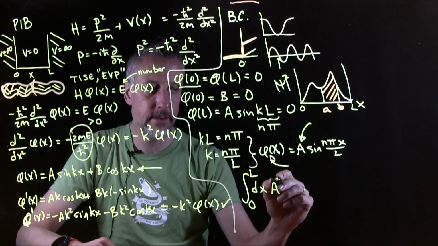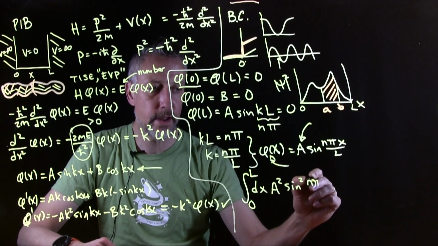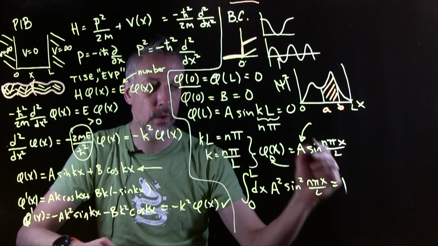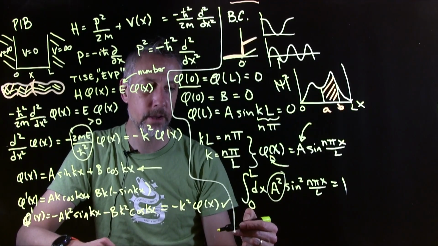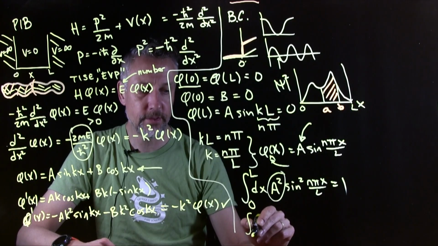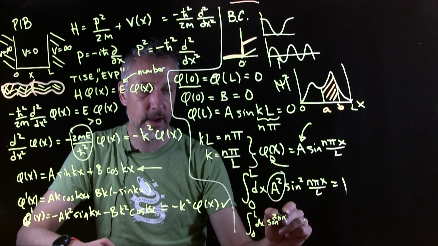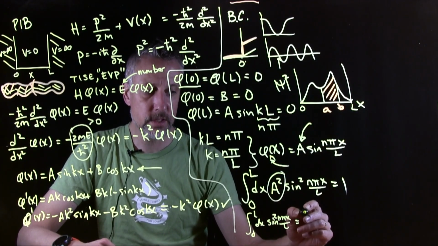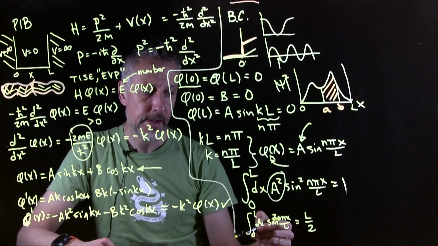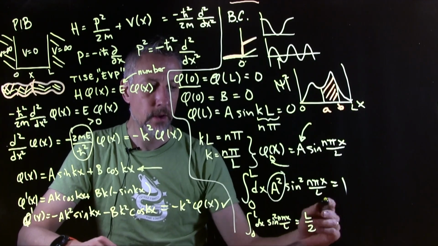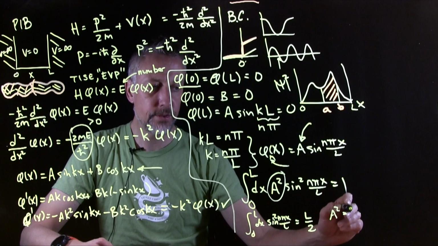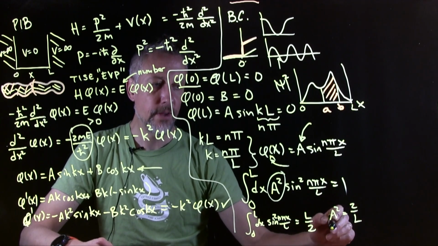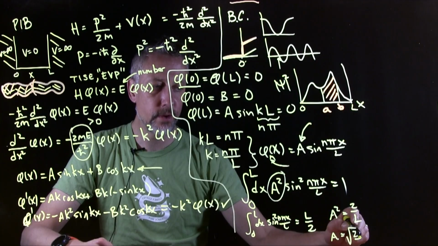Okay, so we're going to put this in. It's going to be A squared sine squared n pi x over L, and this has to be equal to 1. We demand that it's equal to 1. Well, that tells us what we need to do to make A the right value. If you work out the integral from 0 to L dx of sine squared n pi x over L, you find it's equal to L over 2. A squared obviously comes out, so we have A squared equal to 1 over L over 2, so 2 over L. That tells us that A is equal to the square root of 2 divided by L.